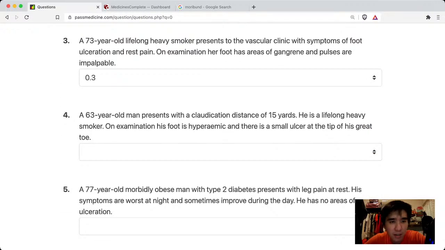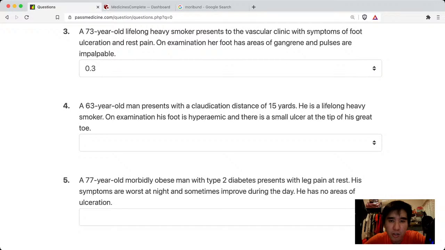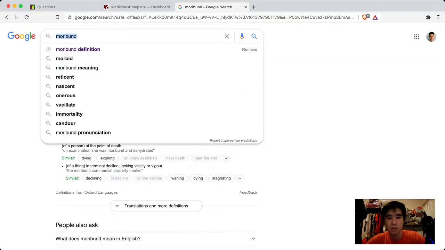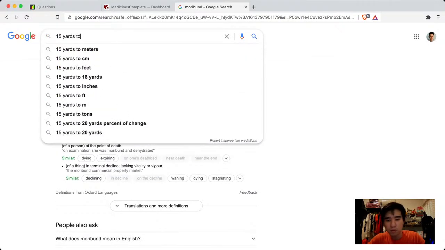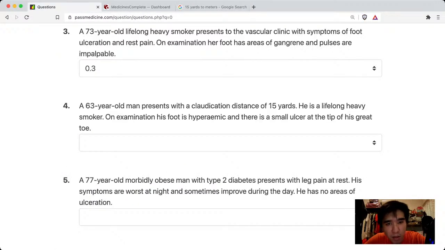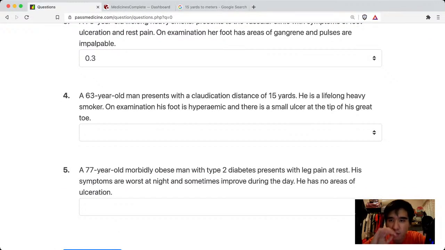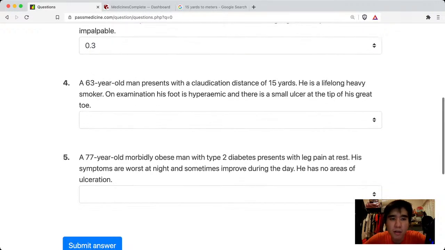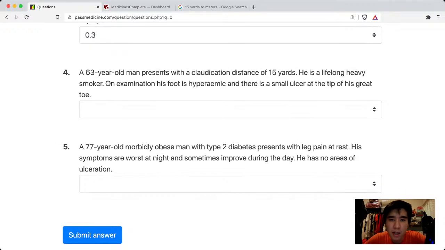A 63-year-old man presents with a claudication distance of 15 yards. How much is yards in meters? Because I don't live in this system. Oh, it's more or less about 1 yard to 1 meter. So 15 yards is about 13.7 meters. Okay, that's not very far. He is a lifelong heavy smoker. On examination, his foot is hyperemic. Okay, there's a lot of blood, congested with blood, and there is a small ulcer at the tip of his great toe.